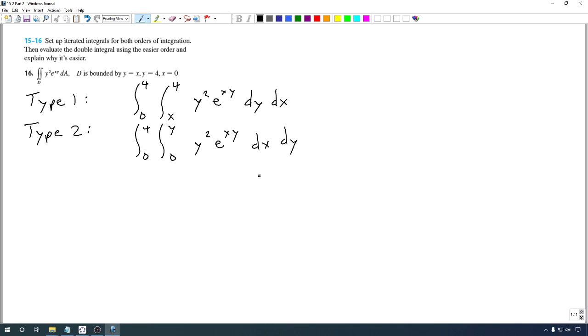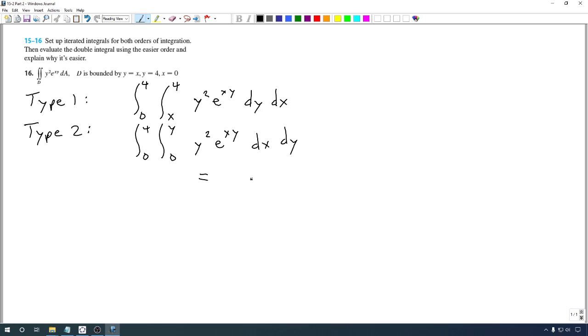The type 2 is actually a lot easier. And this is similar to a problem that we did in the last section, where the exponential times something outside is a little bit messier when we're doing the integration by parts version of it. But actually the type 2 here is a lot easier.